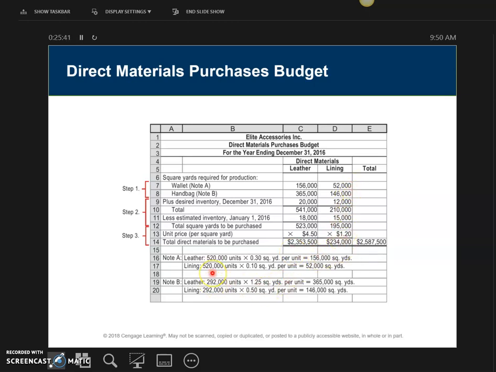Down here I'm going to make 520,000 wallets. They require 0.10 square yard. This is how many square yards I need. And here's my handbags down here.